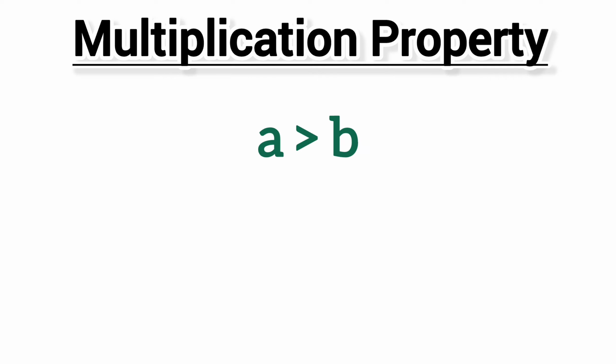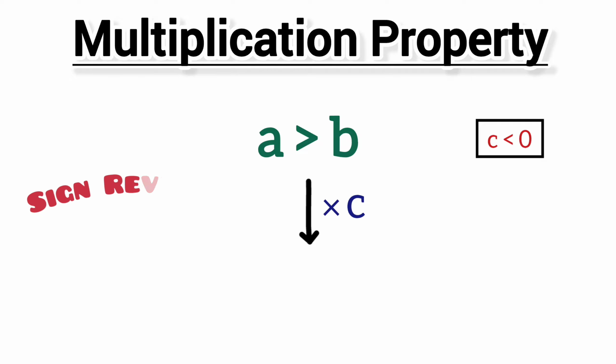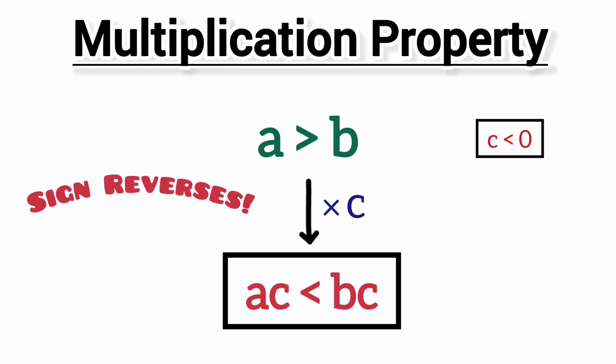But what will happen if we multiply both sides by a negative number? That means your C is less than 0. Note it down. In that case, the sign reverses. That means AC will be less than BC.